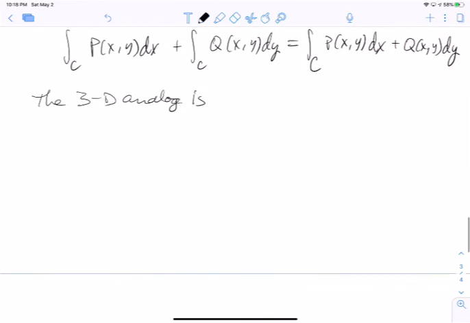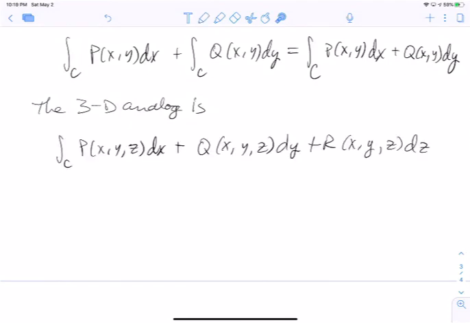And the 3D analog would look like a line integral over C of P(x, y, z) dx + Q(x, y, z) dy + R(x, y, z) dz. Don't worry too much about what the meaning of these things are at the moment. You're going to see some examples of this, and before this section is over, we're going to see some connections here.